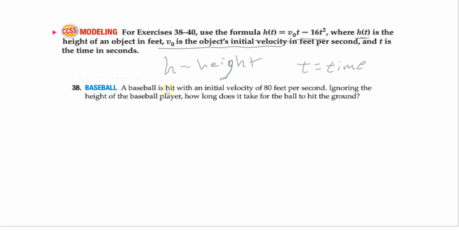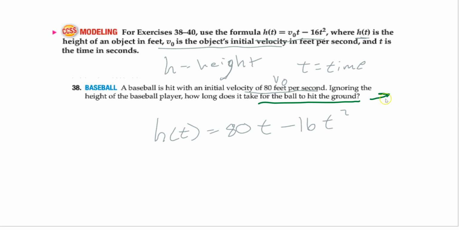So let's do this example. A baseball is hit with an initial velocity of 80 feet per second. So that's my V0. I'm just going to type that in right now. So my formula is h(t) equals V0, which is 80, times t minus 16t squared. So that's my equation. Ignoring the height of the baseball player, how long does it take for the ball to hit the ground? So here's the key: ball to hit the ground. So I want the height to be 0, because that's the ground. And I'm looking for time. I said how long. So I get to my equation here, and I'm going to make this equal to 0.